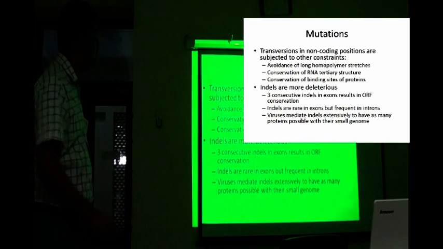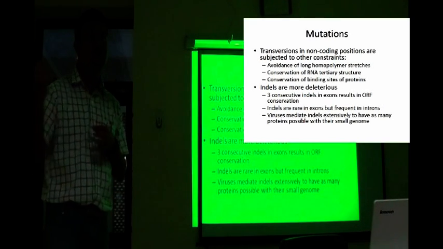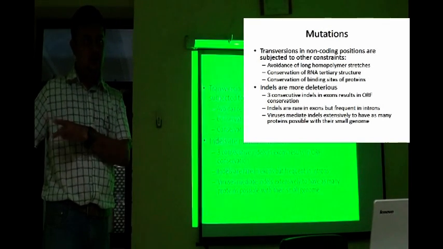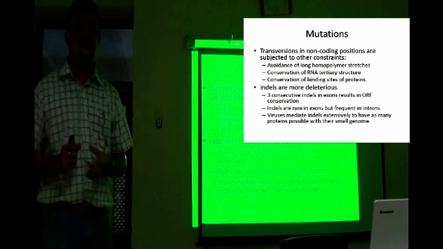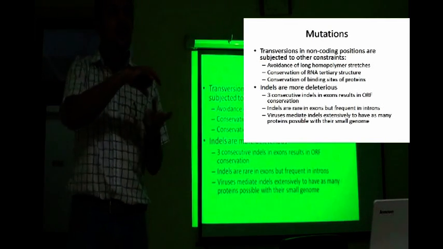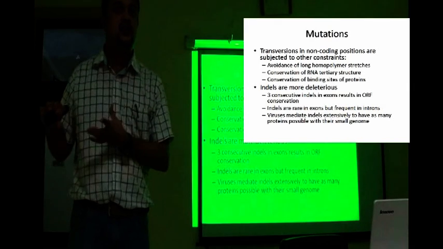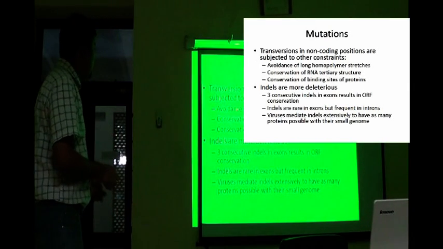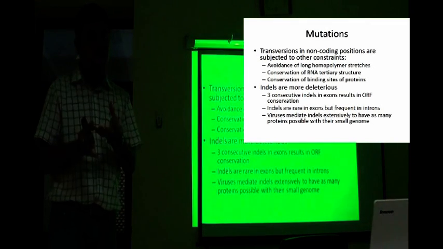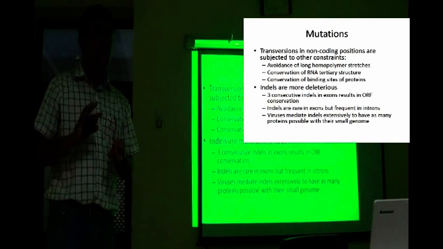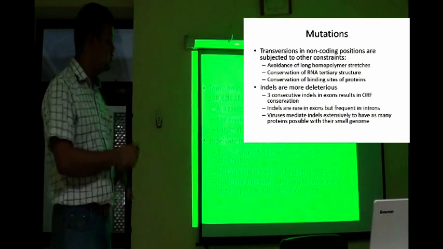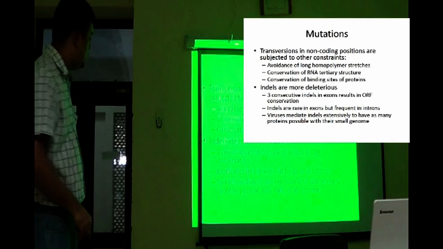Avoidance of long homopolymer structures, right? If mutations are causing a lot of homopolymer structures, for example T, 20 times T, these kinds of structures are going to cause problems because the polymerase tends to slip through these homopolymer structures. That is one of the problems. Then conservation of RNA tertiary structure, especially messenger RNA. The tertiary structure of messenger RNA can be altered by mutations in that molecule.